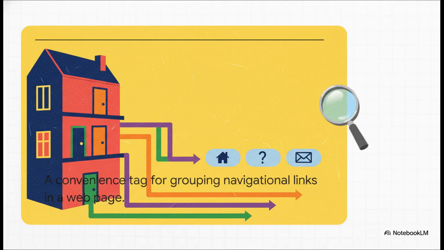How do you get from one room to another? Well, you use hallways and staircases. On a website, our hallway is the nav tag. It specifically groups together all of the main navigational links: Home, about us, contact. It makes it super clear how you're supposed to get around the site.